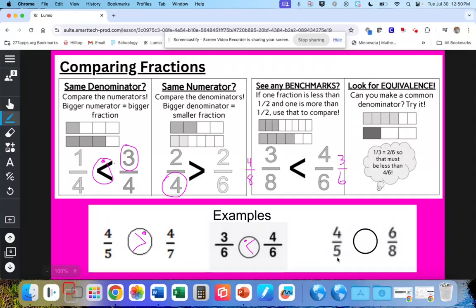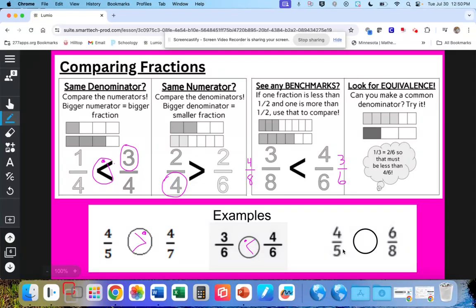So I can start looking at multiples of 5. Can 5 become 8? No. 5 times 2 is 10. 8 can't become 10. 15. 8 can't become 15. 20. 8 can't become 20. 25. Nope. 30. Nope. 35. Nope. 40. Oh, yes, 8 can become 40.